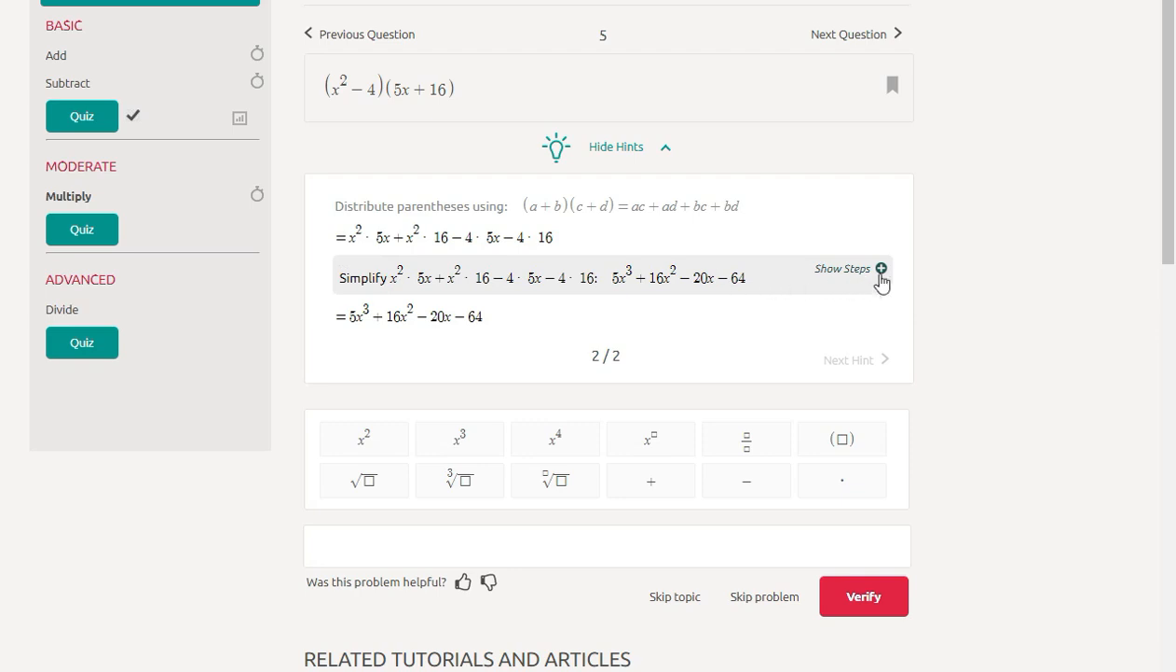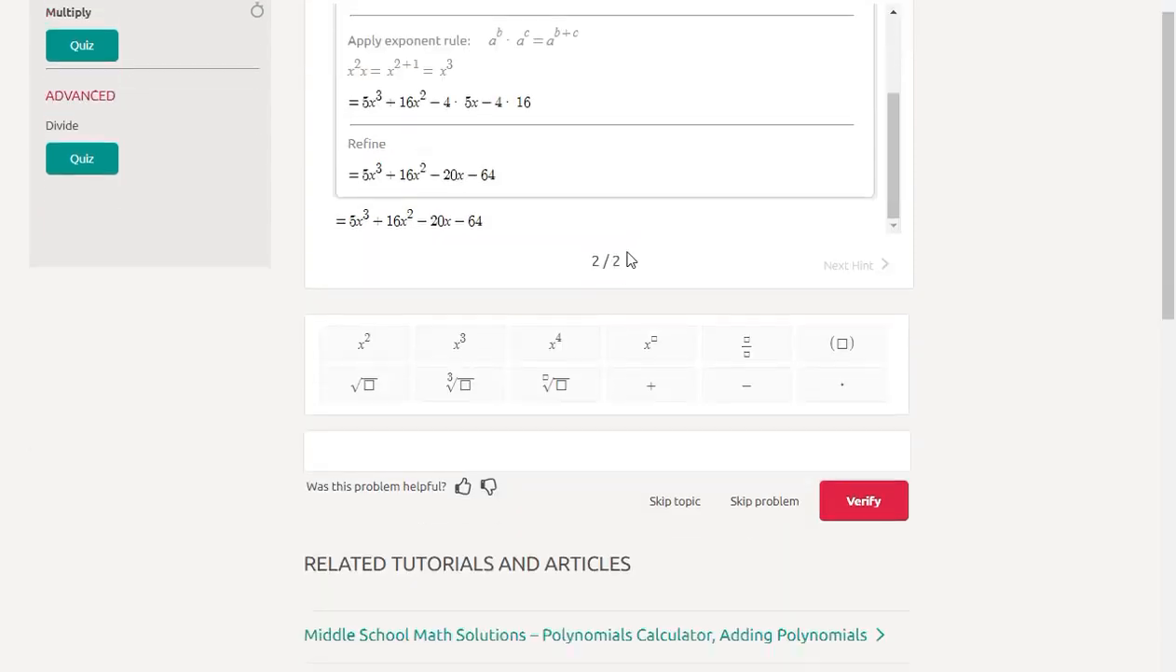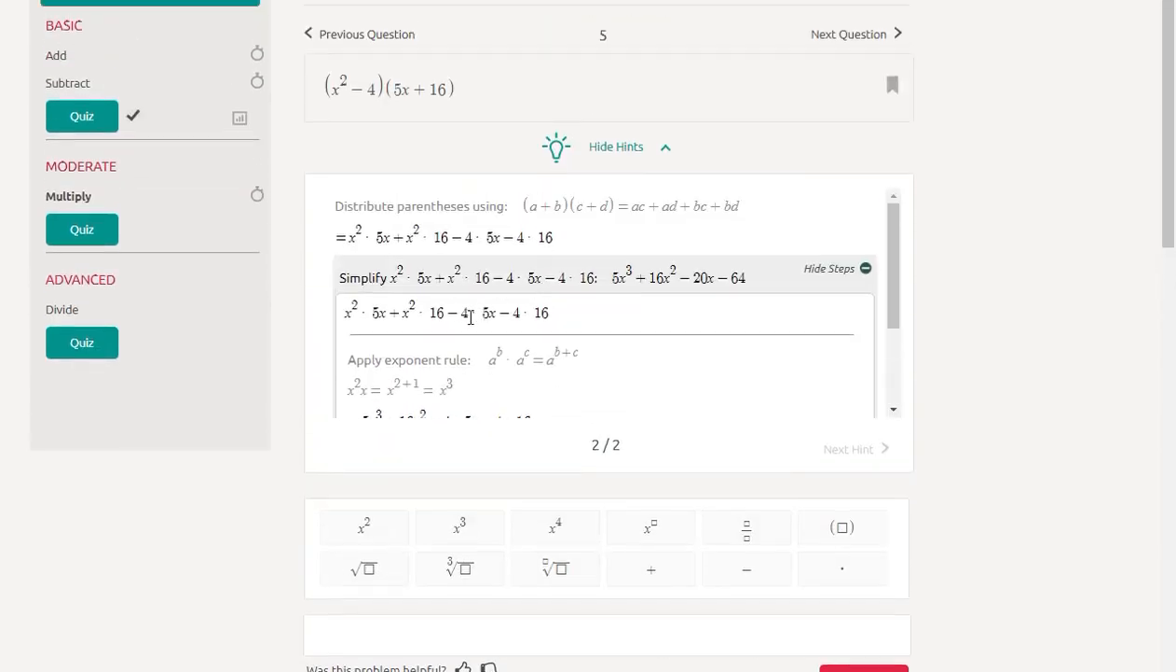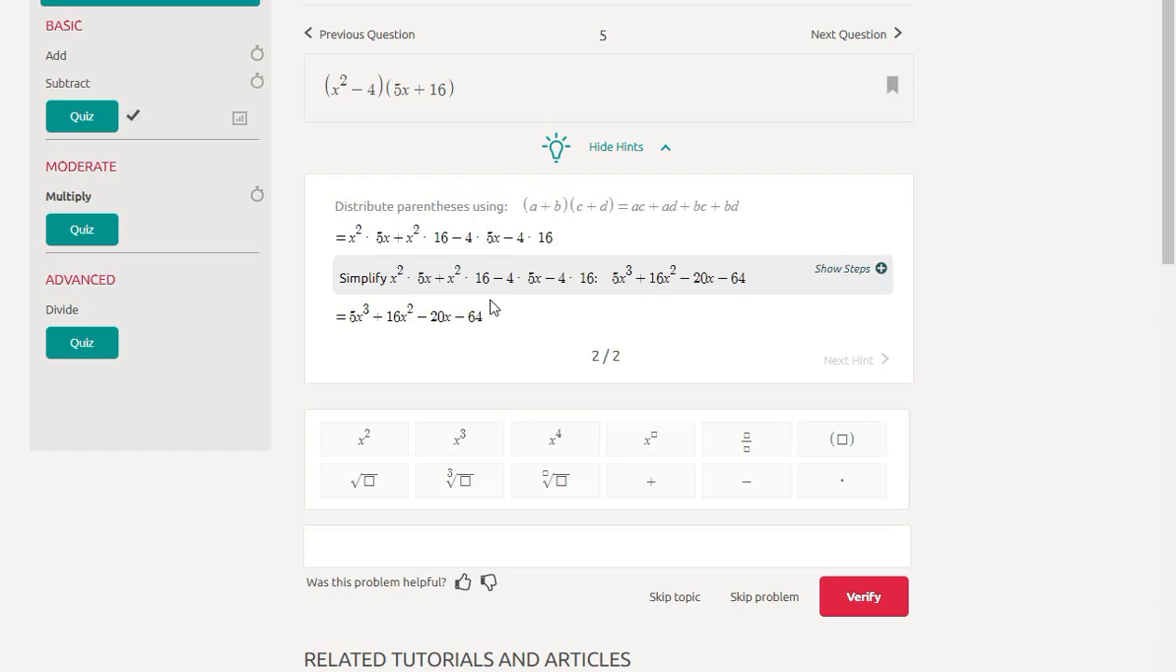Now if we simplify each of these, as you can see, it's quite confusing with too much calculation, so it's better we just look at this one. 5x multiplied with this just turns into 5x cubed. This will be 16x squared. This will become 5 times 4, so this is negative 20x, and this one will be negative 64. So this ends the examples for multiplication. Later we're going to go to the section on division of polynomials.